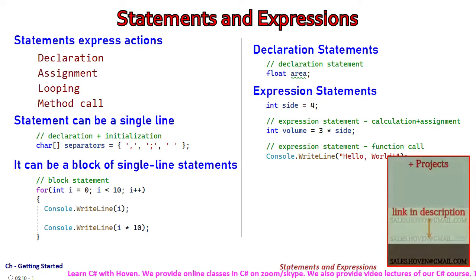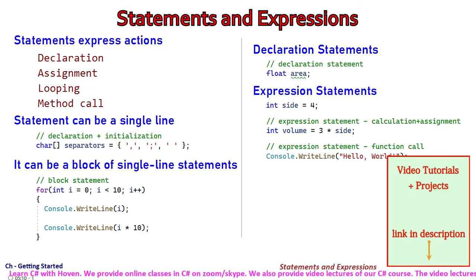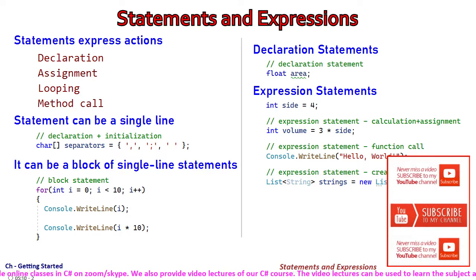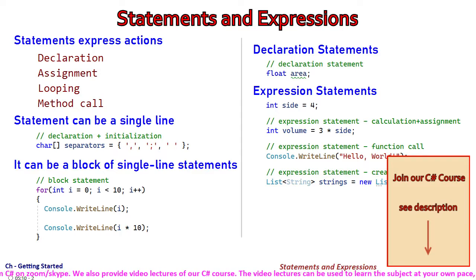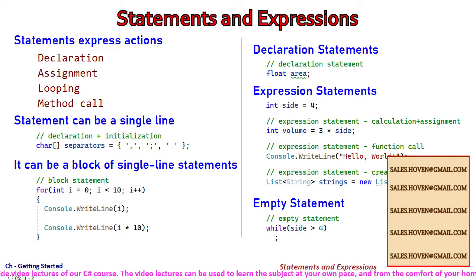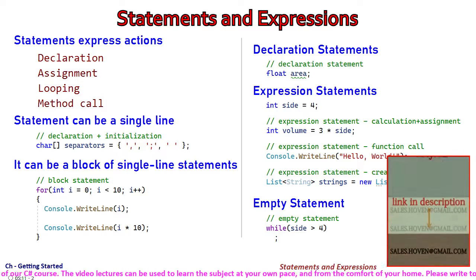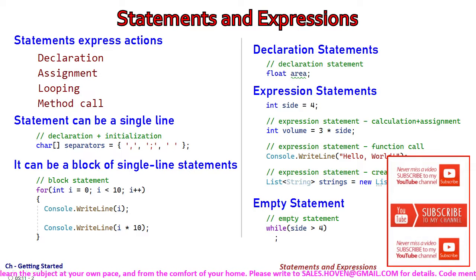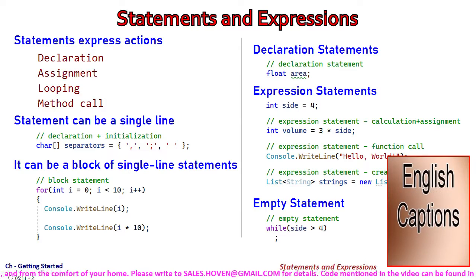An expression statement can make a function call. An expression statement can create a new object also. For example, a list of strings equal to new list. A semicolon is an empty statement. It is often required to close a loop statement that has no blocks. For example, while side > 4 semicolon. It is also required in an empty label, such as an empty default case label of a switch.